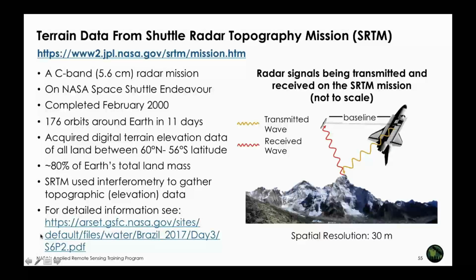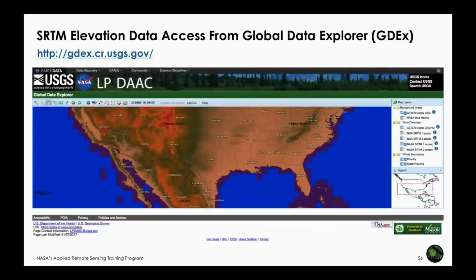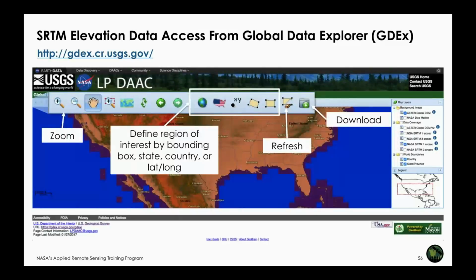And here is a link to an ARSET webinar that you can see for more details on how to work with SRTM data, how to get them, and how to process them using a GIS platform. This helps if a storm is approaching, so you already know which areas are in danger of getting flooded or more affected.